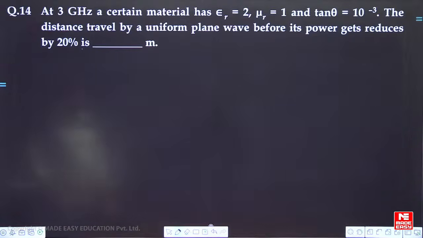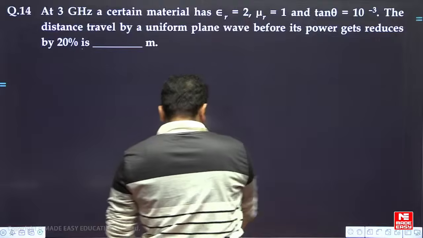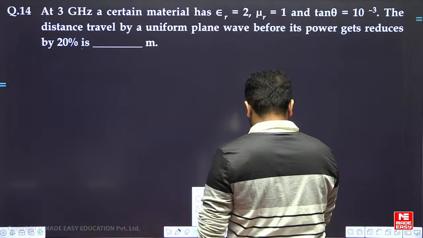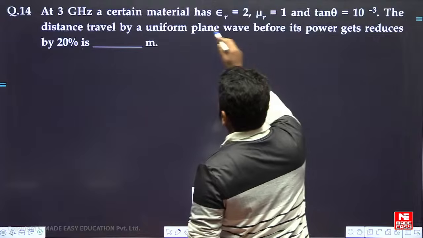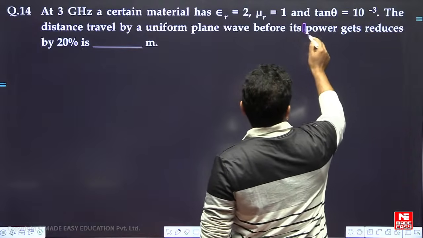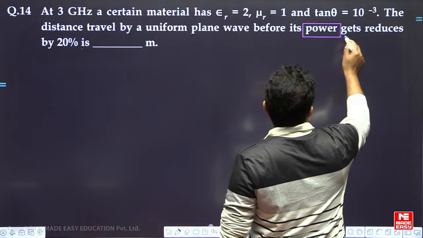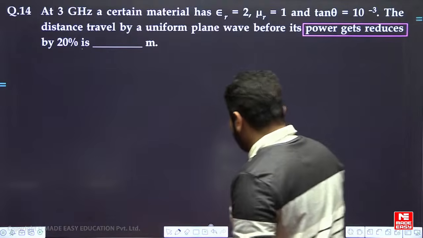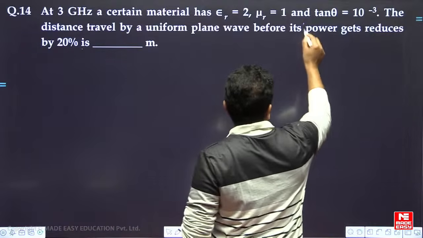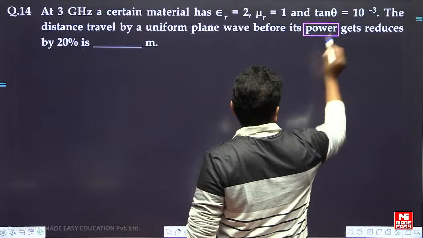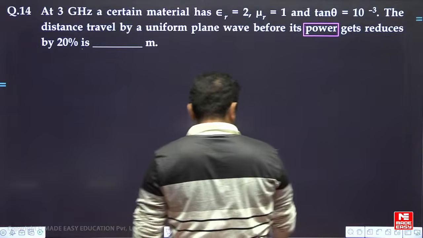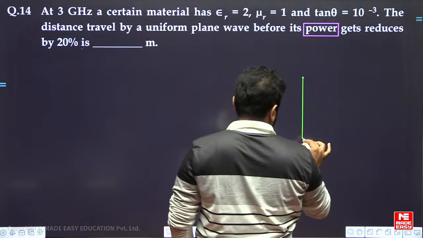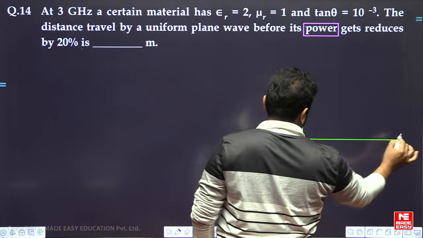Let us see this one. Power attenuation is happening, right? So here you should look at the words: power gets attenuated. The word here is power, power gets reduced by 20%. It is not the electric field or magnetic field, it is the power, right? So if it is power, then the attenuation will be two times.